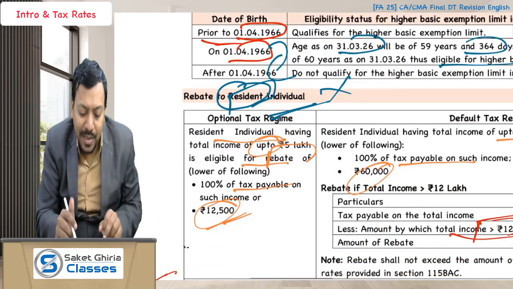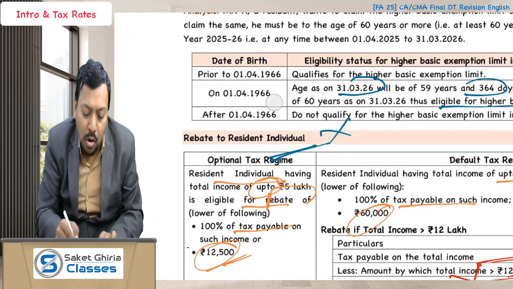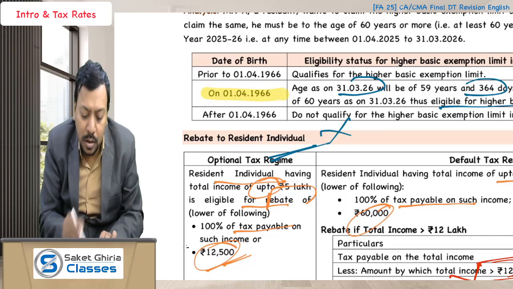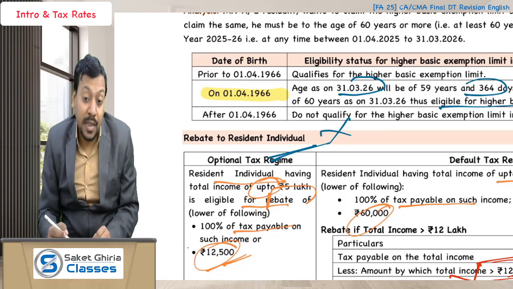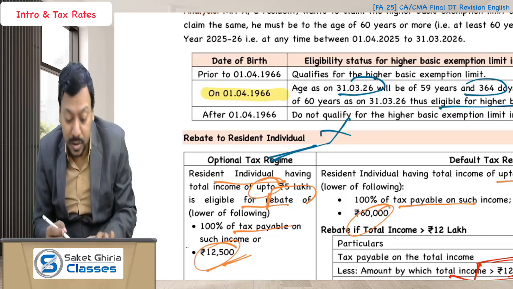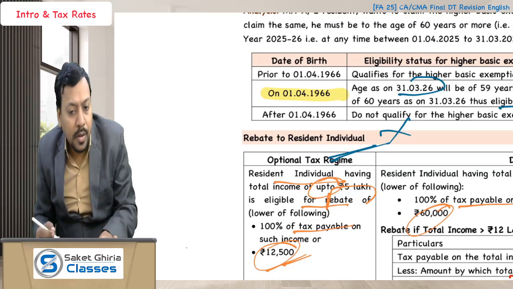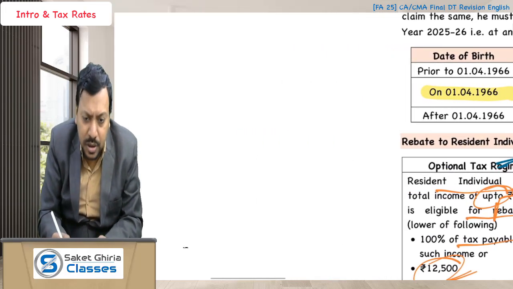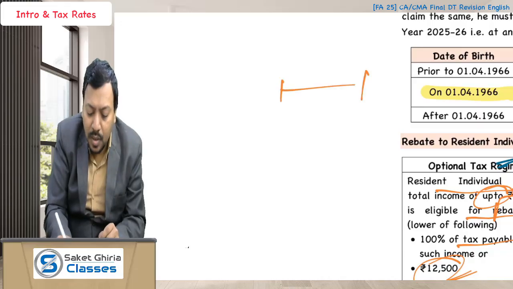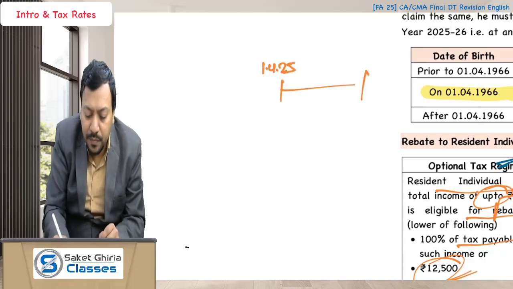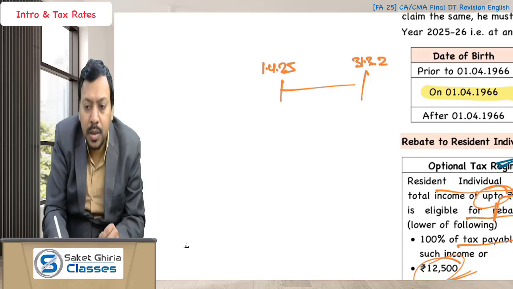So, if a person has taken birth, let's say on 1/4/1966, to claim the benefit of the higher slab rate, he has to be of 60 years at any time between 1/4/2025 to 31/3/2026.